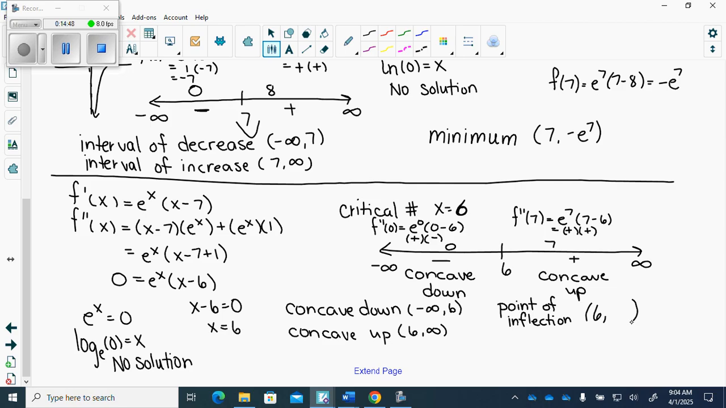So we want f of 6, which equals e to the 6 times 6 minus 8, I believe. The original was 8. So we get e to the 6 times negative 2, which you could leave like that, but that looks stupid. So I'm going to rewrite it as negative 2 e to the 6.